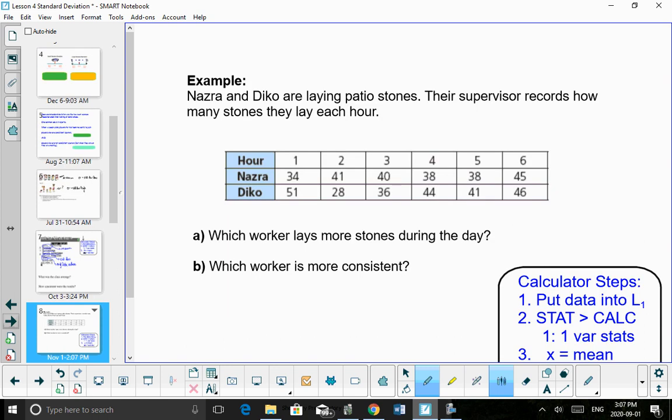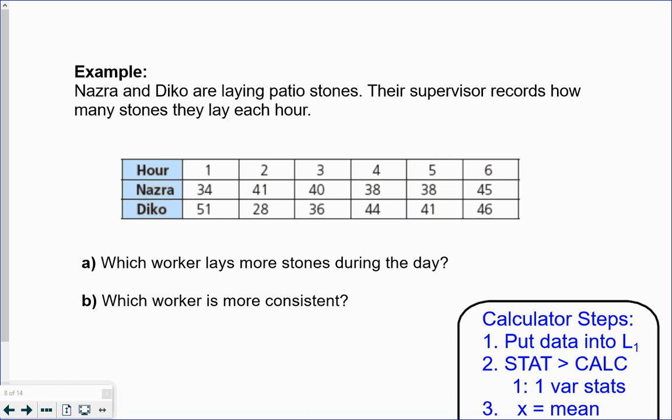Okay. So Nazra and Deco are laying patio stones. Their supervisor records how many stones they lay each hour. Okay, so we have the hours across the top, and there's how many paving stones each one lays. So the questions are, which worker lays more stones during the day, and which worker is more consistent?